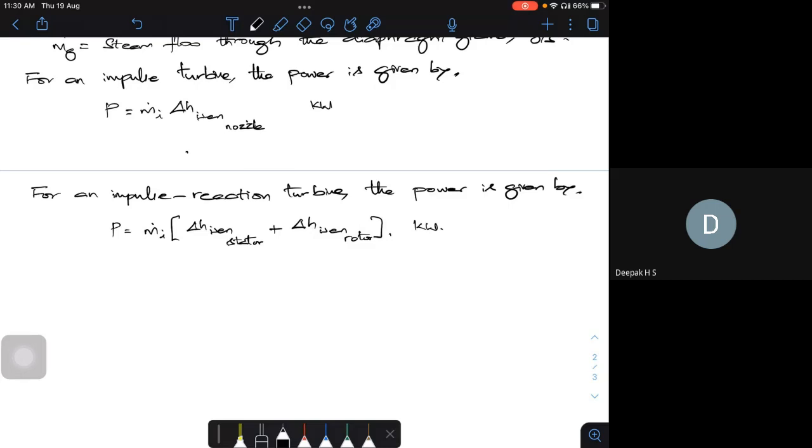So if you want, you can call this an impulse machine. If you want, you can call this an impulse reaction machine, IR or PR, whichever way you want to write it. The important point which you have to notice is the shaft power. Now, what is the shaft power actually? The shaft power is nothing but the power that I'm developing here minus losses.